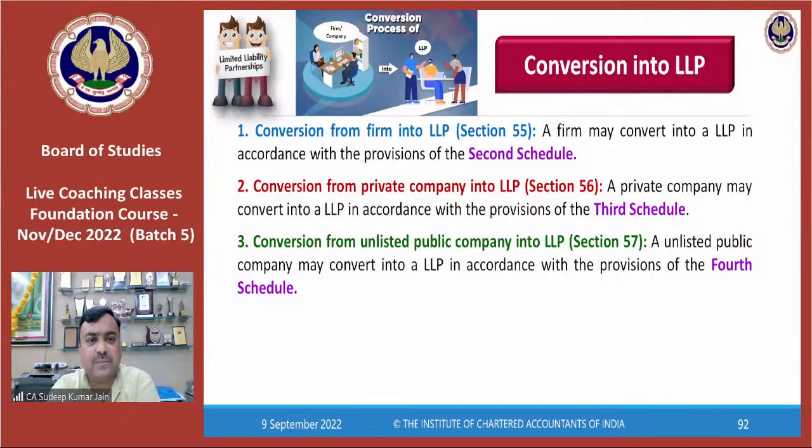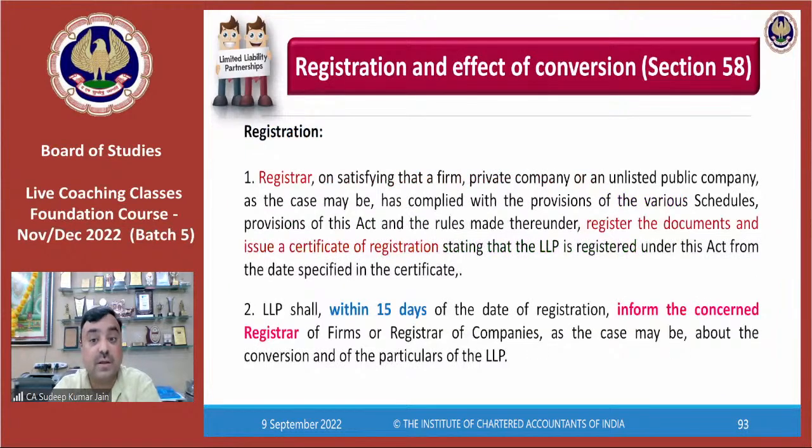Now conversion into LLP, section 55 says: conversion of a firm into LLP is as per the second schedule, which we have discussed. Conversion from private company to LLP is as per schedule 3. Conversion of unlimited public company into LLP is as per schedule 4. Now these provisions are important again for your exams. The Registrar, on satisfying that a firm, private company or an unlisted public company, as the case may be, has complied with the provisions of various schedules, the Act and the rules, registers the document and issues a certificate of registration stating that the LLP is registered under this Act, that is the LLP Act, from the date specified in the certificate.